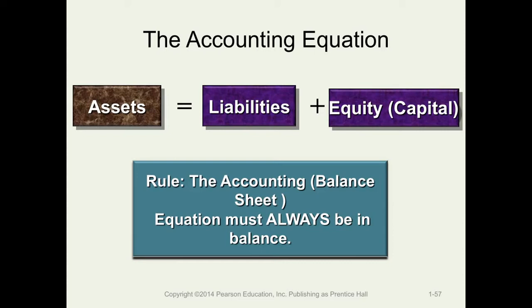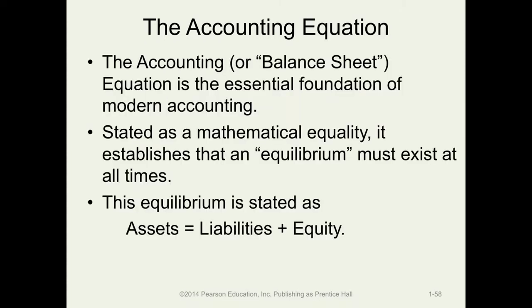Very simply, the accounting equation tells us that assets have to be equal to liabilities plus equity or capital. The accounting equation must always be in balance. Early on, when we talked about our understanding of the nature of accounting, we talked about the economic resources, the obligations, and the wealth. And this is what we're seeing here, because the accounting equation is the essential foundation of accounting. Again, it must always be in equilibrium. In other words, assets always have to equal liabilities and stockholders' equity.